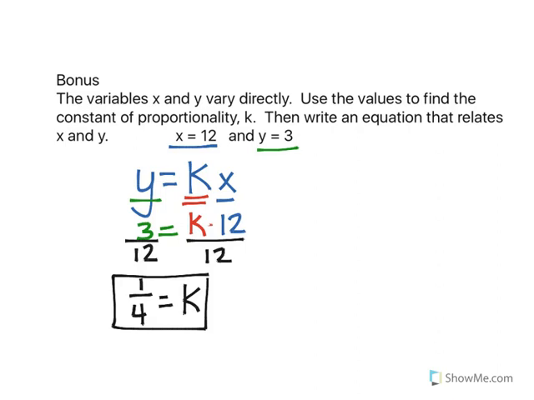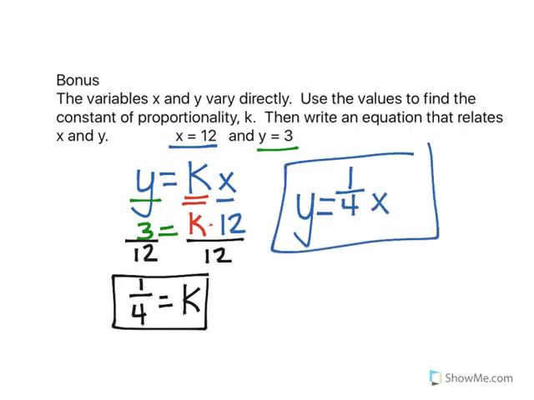Now we just need to write the equation. That's the easy part. Now we know it's y equals 1/4 x. And that is our equation. I know you have a few problems like this on your assignment, so I want to make sure you had an example. So make sure you write this down in your notes so you can refer back to it during your assignment.